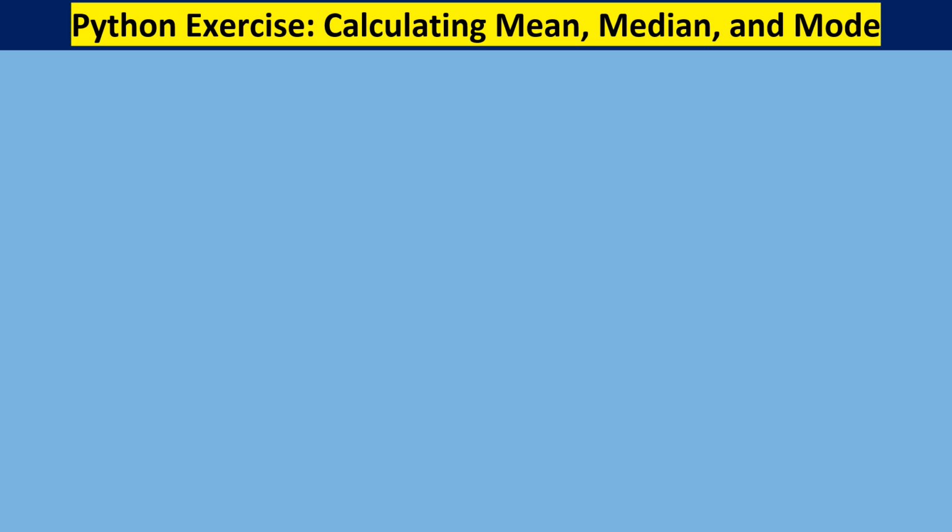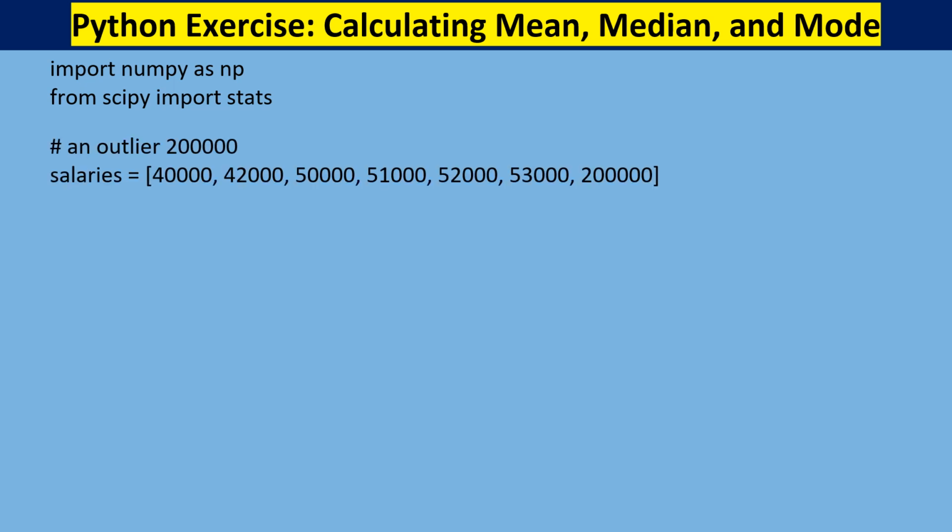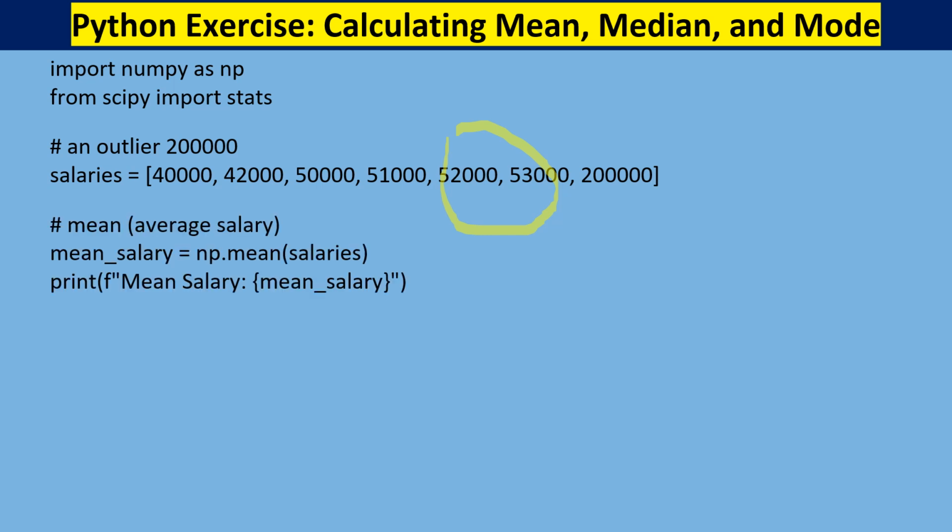Python exercise, calculating mean, median, and mode. Import NumPy for numerical operations and import SciPy for statistical functions. Salary dataset with an outlier, which is 2000, this one. And then we calculate the mean, the average salary, the sum of all salaries divided by the count, and we find the mean salary.